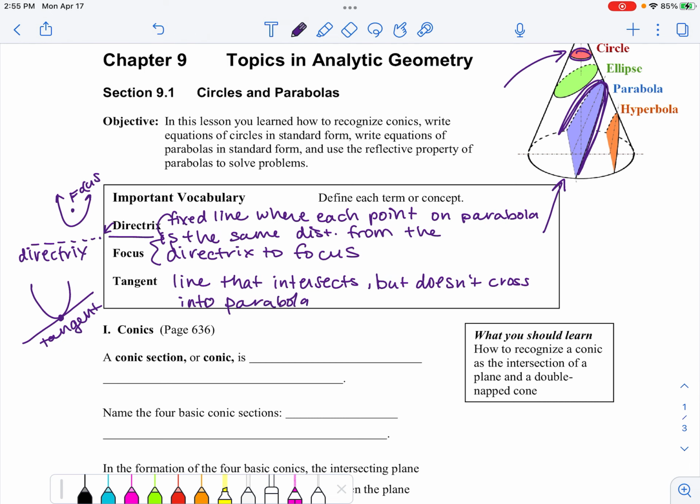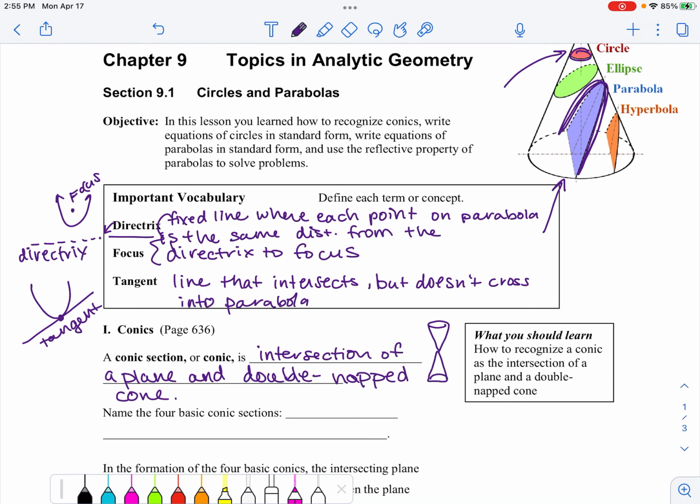Okay. And so we've been talking about conic sections, but the conic section is the intersection of a plane and what's called a double naped cone. And a double naped cone is kind of like that hourglass that we were talking about, two cones that are touching like this.